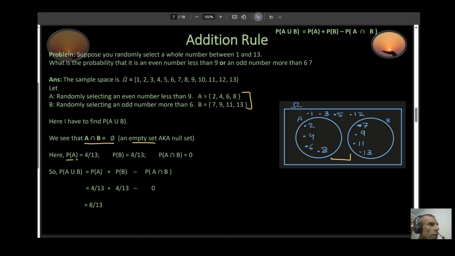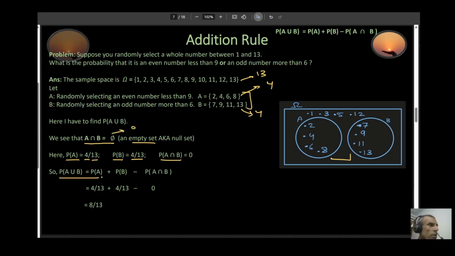And so the probability of A would be the number of elements in A divided by total number of elements in your sample space. Well, number of elements in my A is 4. And how many elements do I have in total? 13. So probability of A is 4 over 13. Probability of B is 4 over 13 because there are 4 elements in B. Probability of A intersection B is 0 because A intersection B has no elements. The number of elements over here is 0.